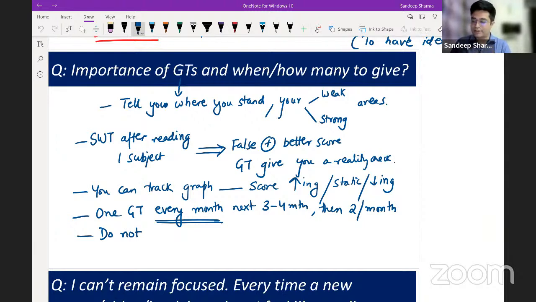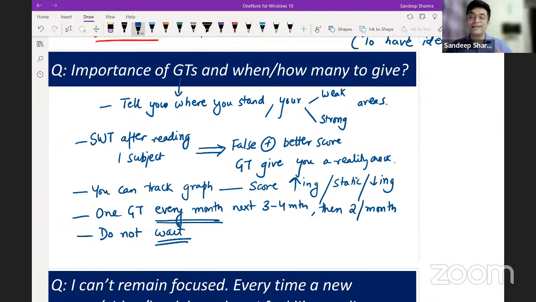Do not wait for the ideal time to come. Even if you have done 3 or 4 subjects, suppose you have done medicine, pharmacology, and anatomy, give the grand test. Whatever score you get, that is your baseline score. Then after 1 month, you will be giving another test. You would have done 2 or 3 more subjects by that time. So your score should be increasing somewhere around 7 to 10%. If it is rising more than that, excellent. At least 7 to 10%, you're doing fine.